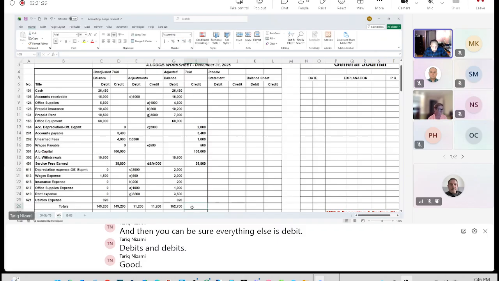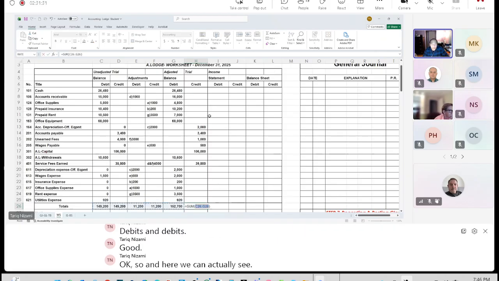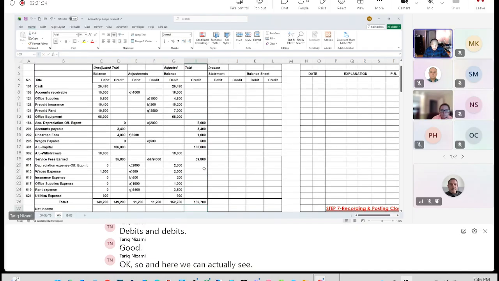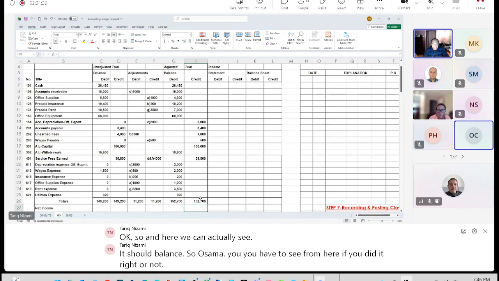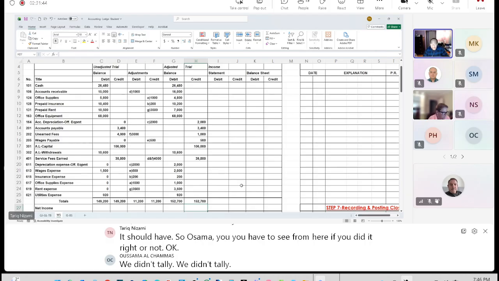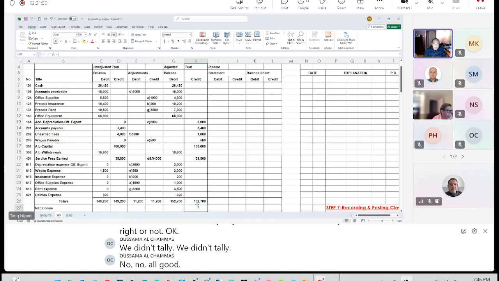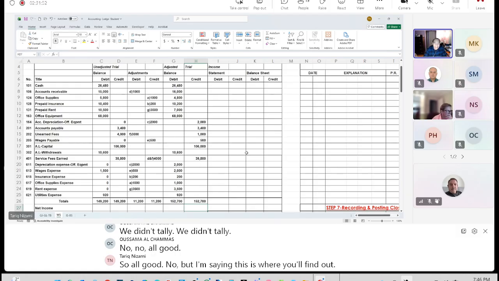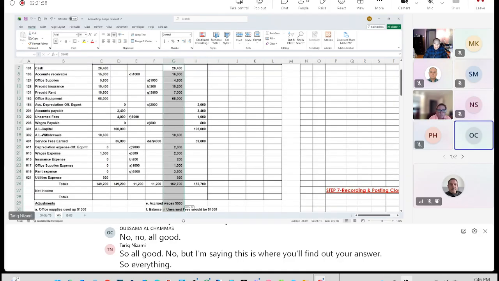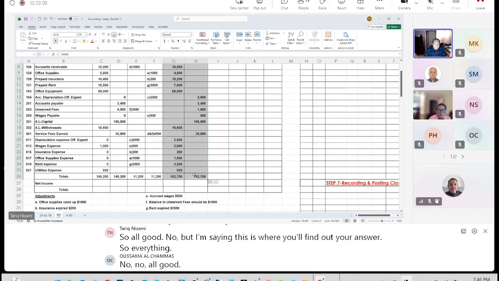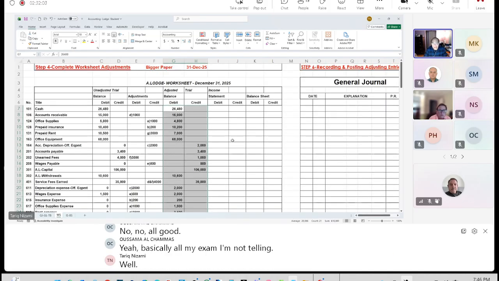Okay, and here we can actually see it should balance. So Osama, you have to see from here if you did it right or it didn't tally. Okay? We didn't tally. But I'm saying this is where you'll find out your answer. Well, it's a matter of just doing it a few times, and that's how we learn.